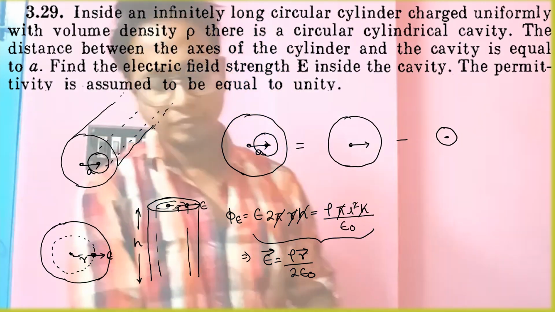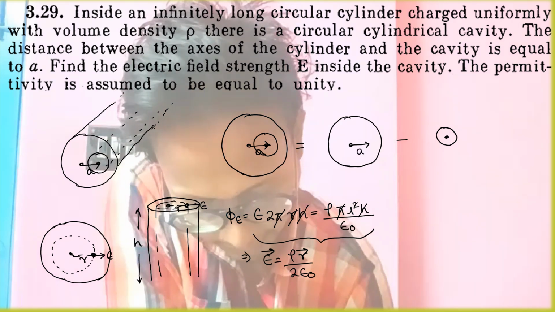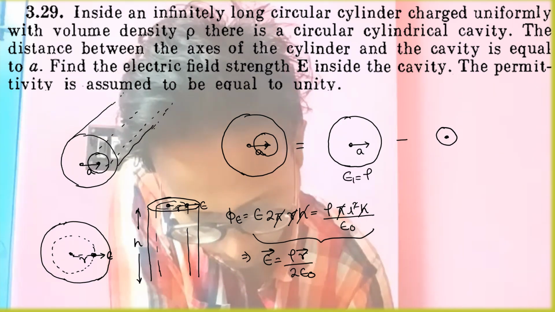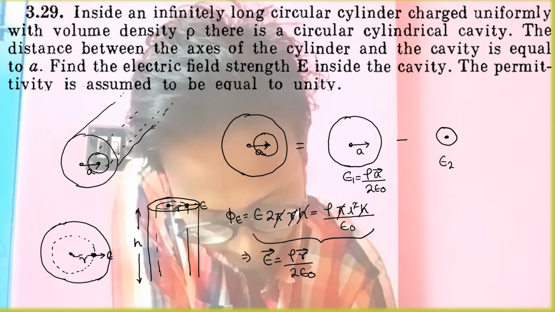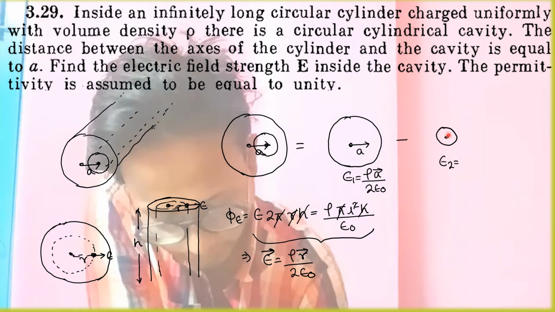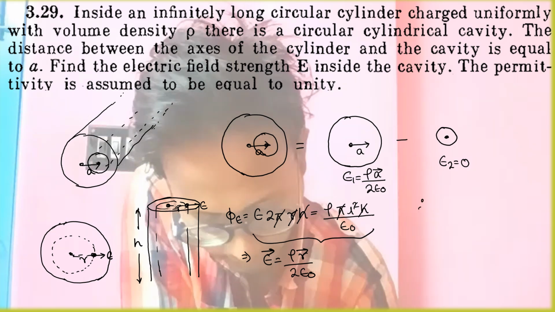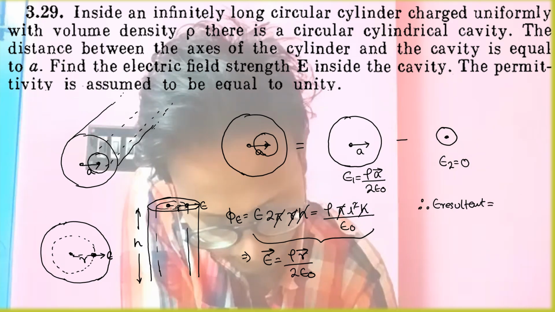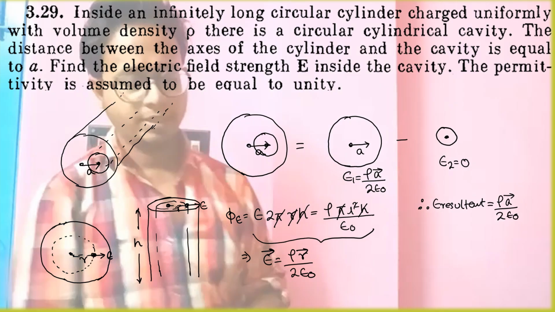Fair and fine. So out here, this is nothing but a, and this is 0. So the total electric field due to E1 is equal to rho a vector by 2 epsilon naught. Out here, the electric field vector due to 2 is equal to 0. Out here, the distance becomes 0, no? The distance becomes 0. So out here, E2 is equal to 0. Therefore E resultant is equal to rho a vector by 2 epsilon naught, isn't it?